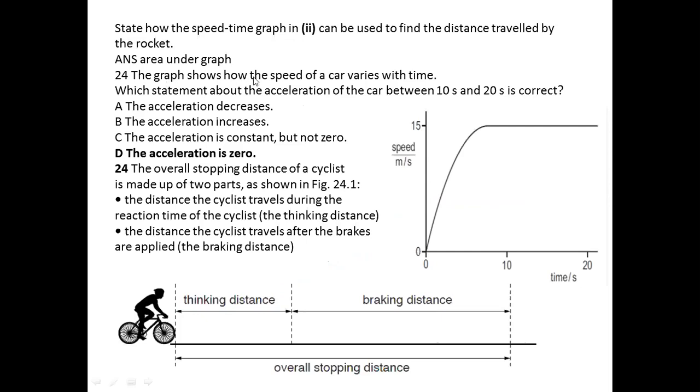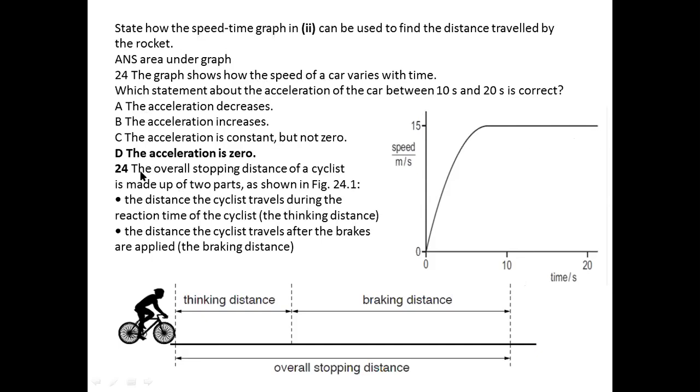Next question. The graph shows how the speed of the car varies with time. Which statement about the acceleration of the car between 10 seconds to 20 seconds is correct? This is a speed time graph. From 10 seconds to 20 seconds, we have a horizontal line. A horizontal line here means the body is moving with which speed? 15 meter per second, a constant speed of 15 meter per second. So if speed or velocity is constant, acceleration will be zero. Acceleration for a horizontal line is zero. So which option is correct?